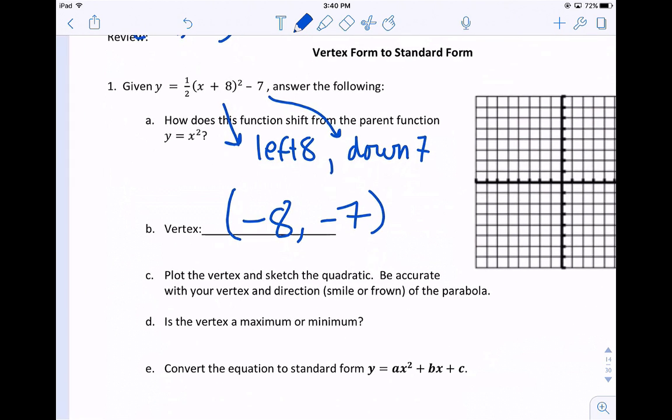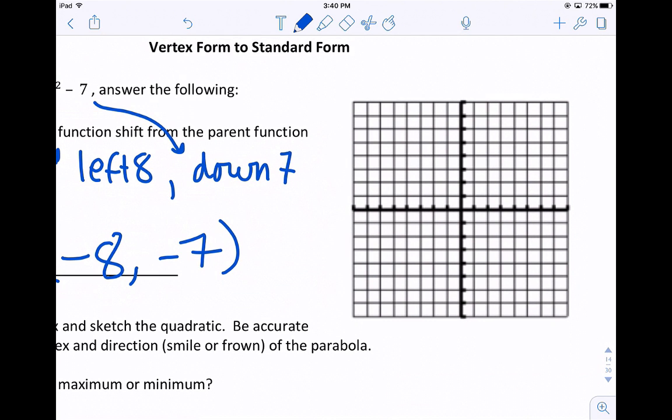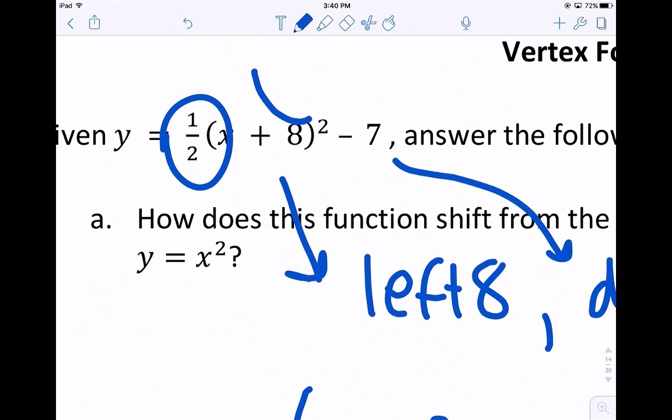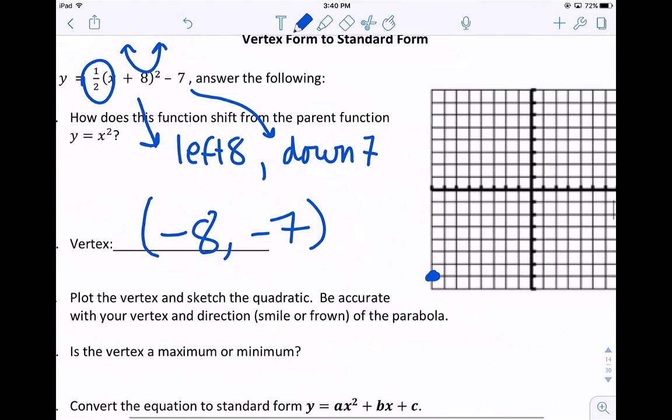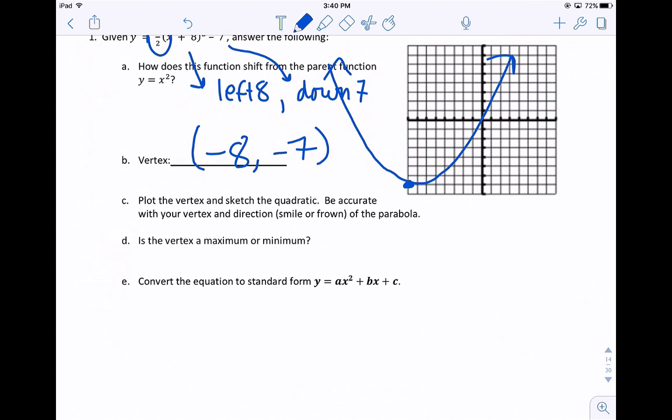So it says plot the vertex and sketch the quadratic. Be accurate with your vertex and the direction. So negative 8, and negative 7. All right, so there it is. Here we know that it's going to be a right side up graph because 1/2 is positive. We know it will be wider than the original. So here's what our graph could look like with the vertex and not knowing the exact zeros. Is the vertex a maximum or a minimum? And here we know it's going to be a minimum because it's the lowest part of the graph.